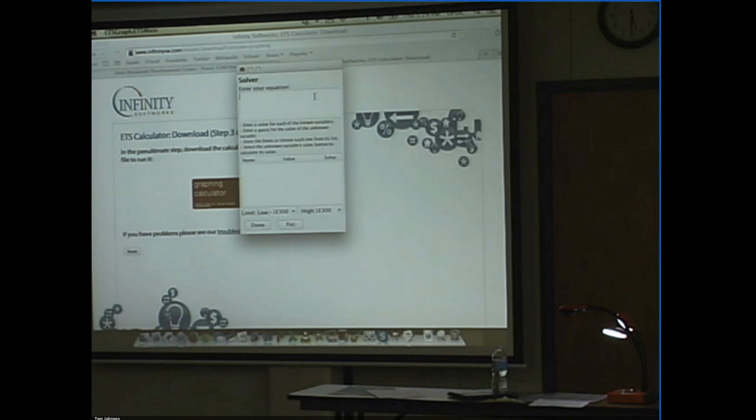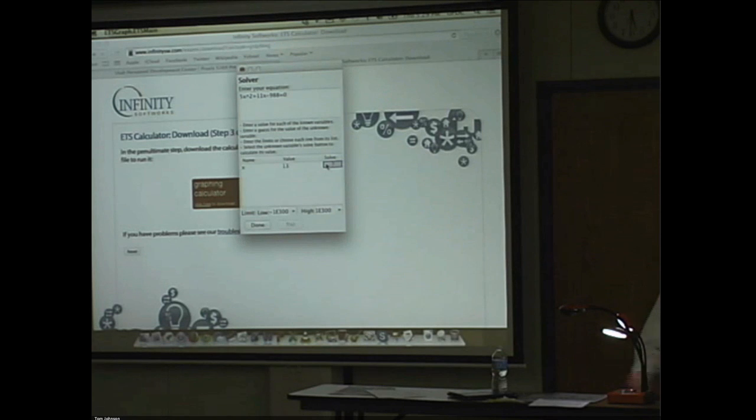Okay, so my equation, I've got 5x squared plus 11x minus 988 is equal to 0. And so my value of x is 13. So that's going to be one of my values.